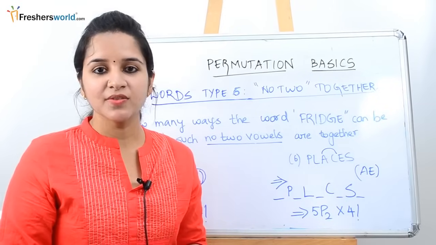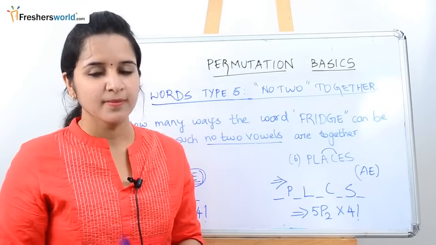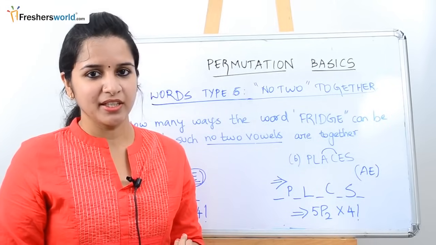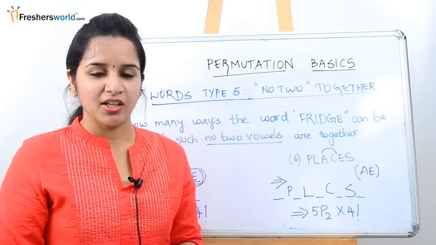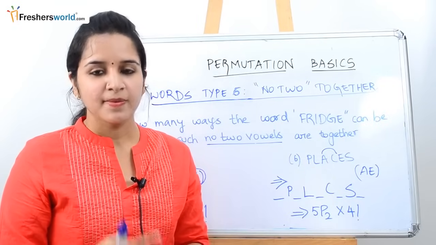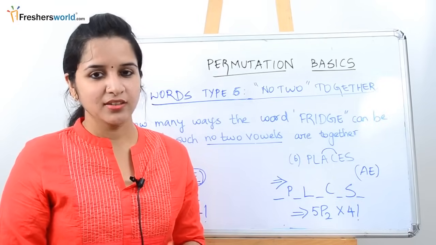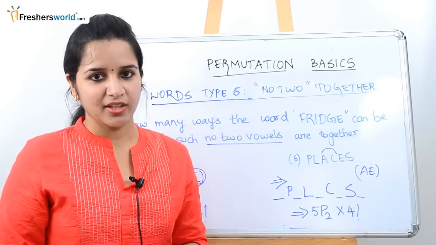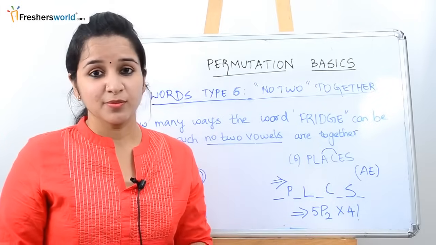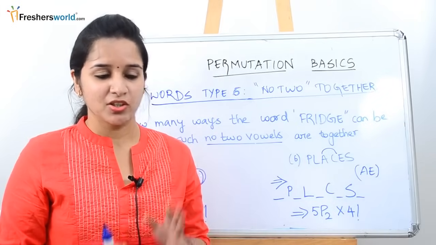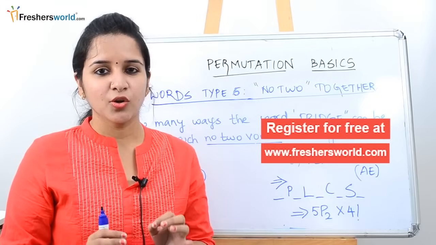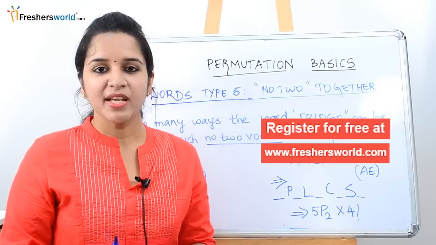In case of numbers, we dealt with 0 and without 0. In case of words, we dealt with repeated letters and non-repeated letters, then repetition allowed and repetition not allowed, always together, never together, odd and even places, and no 2 vowels or any words together. So these are the various types of problems that you can deal with in permutation. If you are thorough with these basic concepts, any type of sums that you are going to face in an aptitude exam will be like a cakewalk.